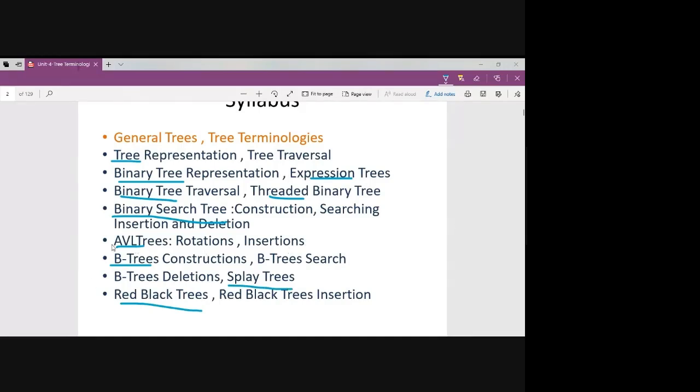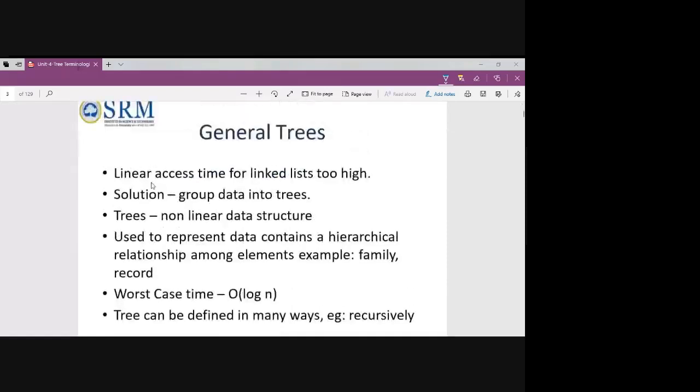In this, binary search tree is a very important topic, and AVL is also a very important one, which in most cases, when you get a 16 marks question, you will definitely get from BST or AVL, anyone. The other trees are not important, I'm not telling you that. The very important thing is, if you know about BST, all others will depend on this binary search tree only. So normally, linear access for a linked list will be too high.